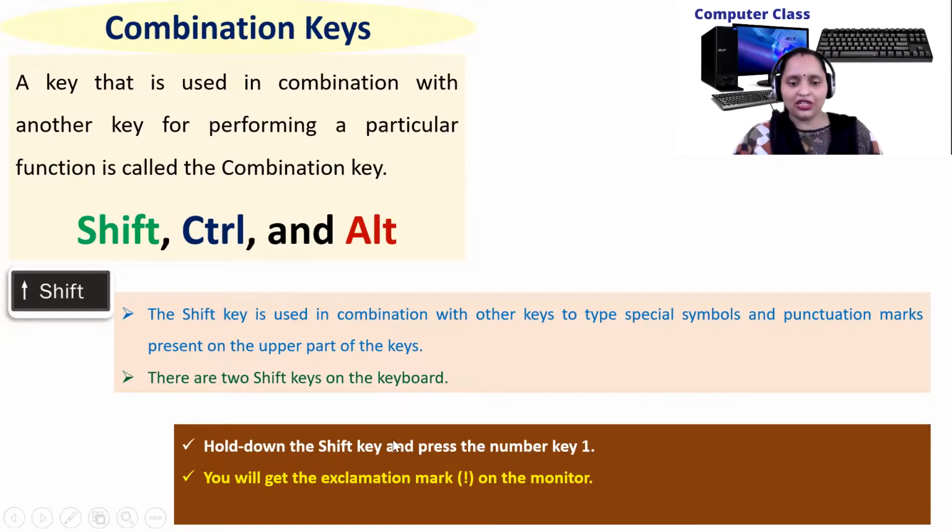Hold down the shift key and press number key 1. One more example I will show you. What will we do? First, we will press the shift key and the number key at the same time. Shift key also and number key 1 also. So which special sign or symbol will we see on our screen? This exclamation mark. Because you have seen the keyboard, above the number 1 there is one special sign, that is the exclamation mark. That sign you will see on your screen.